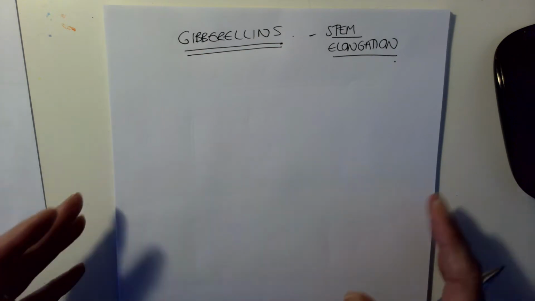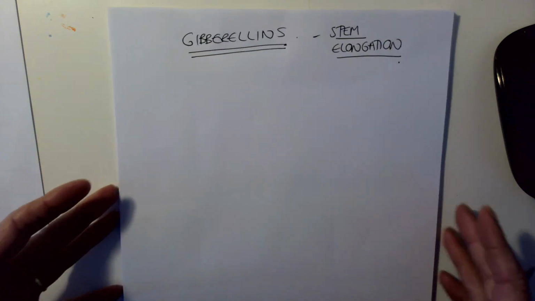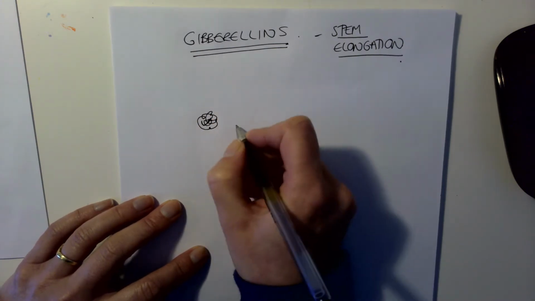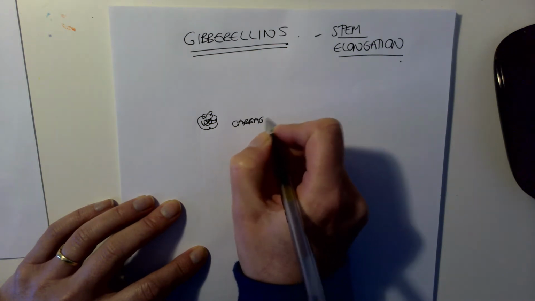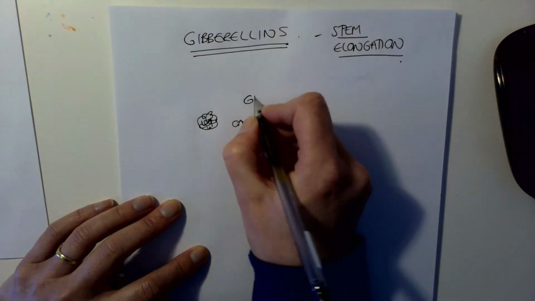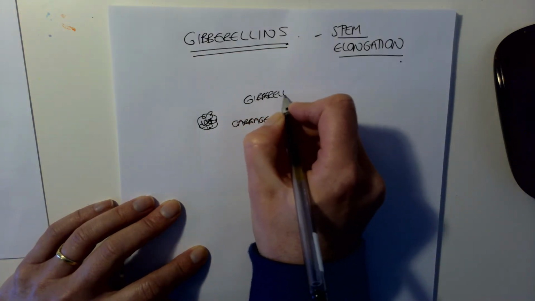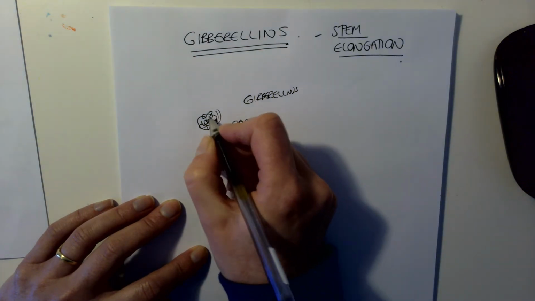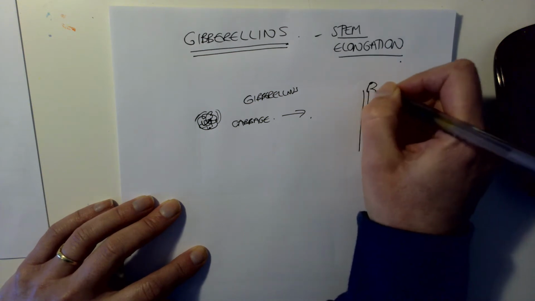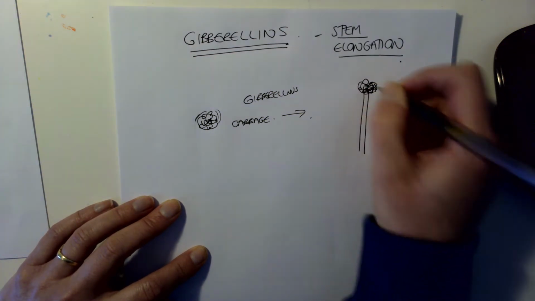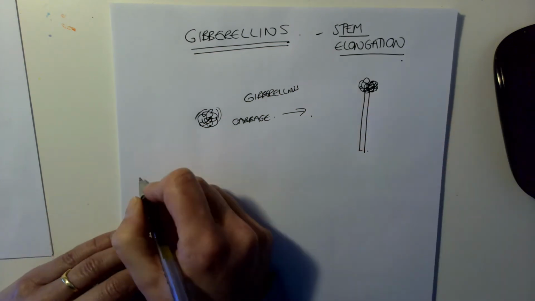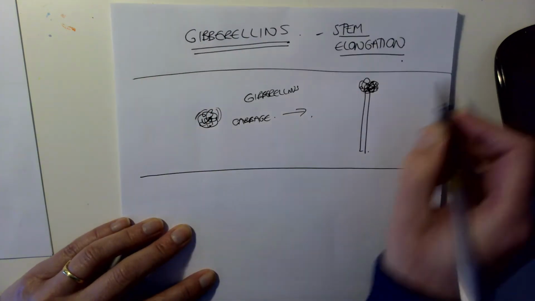So what they then found is that when they applied gibberellins to, say, a small plant like a cabbage, which is typically a small plant, what you end up with is a very strange plant, in that it has very long stems with its cabbagey appearance. So you're getting stem elongation. So we know then that gibberellins do cause stem elongation.